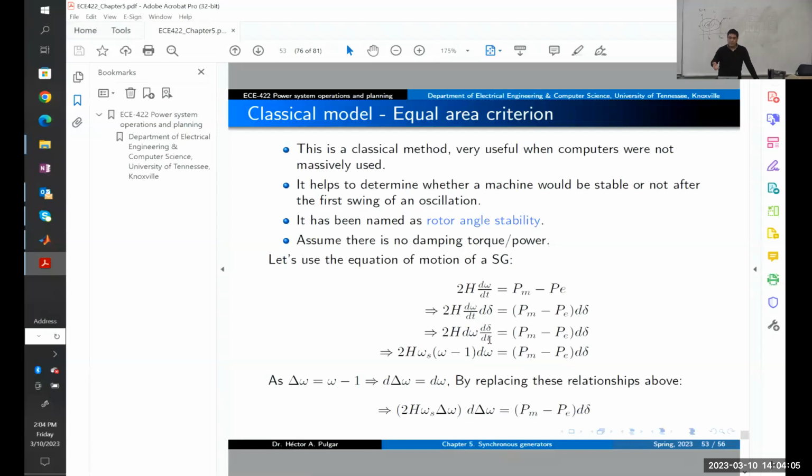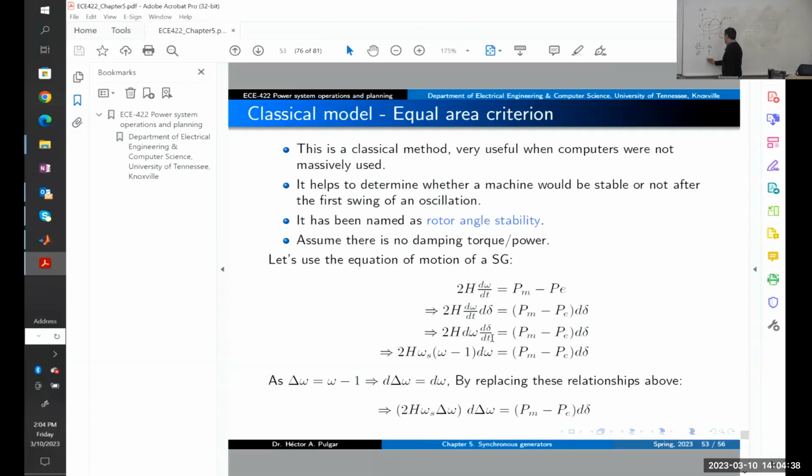Because we want to include the dynamic of the machine into this relationship. Because the derivative of the angle in time, we know how much it is. We're using a system with an infinite bus that will keep the frequency fixed at the nominal value. So the derivative of the angle is the equation that we have already reviewed so far, which is omega s, and this is in radians per second.